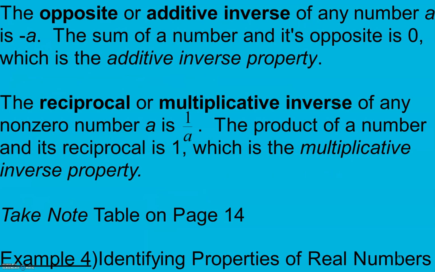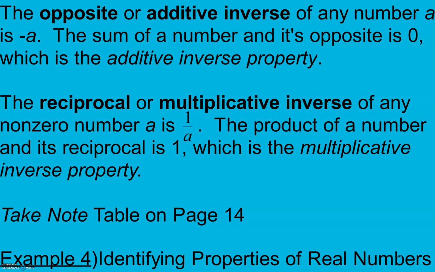The opposite or additive inverse of any number A is negative A. The sum of a number and its opposite is 0. And that's our additive inverse property. We take a number, add its opposite, and get to 0. The reciprocal or multiplicative inverse of any non-zero number A is 1 over A. The product of a number and its reciprocal is 1, always, and that's our multiplicative inverse property.